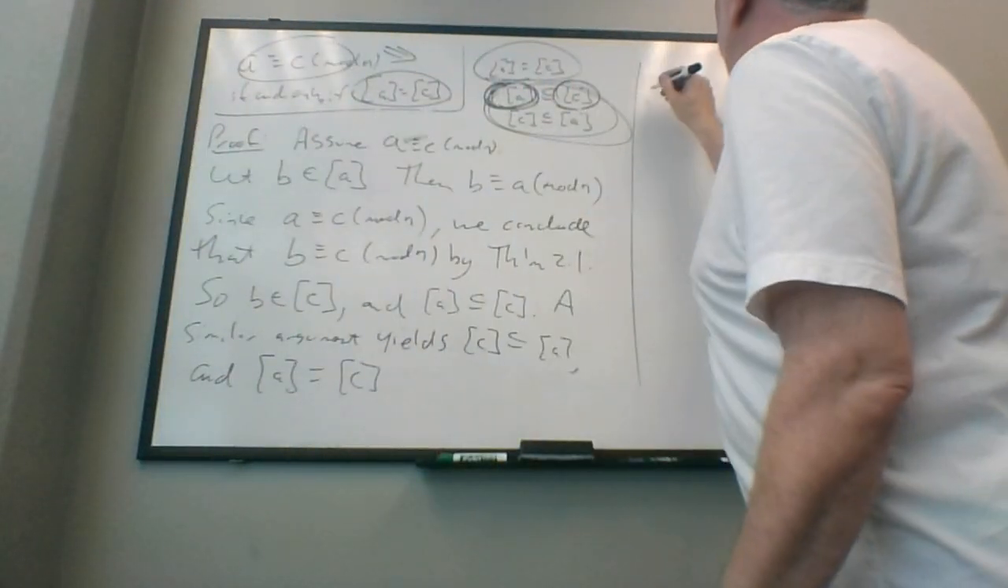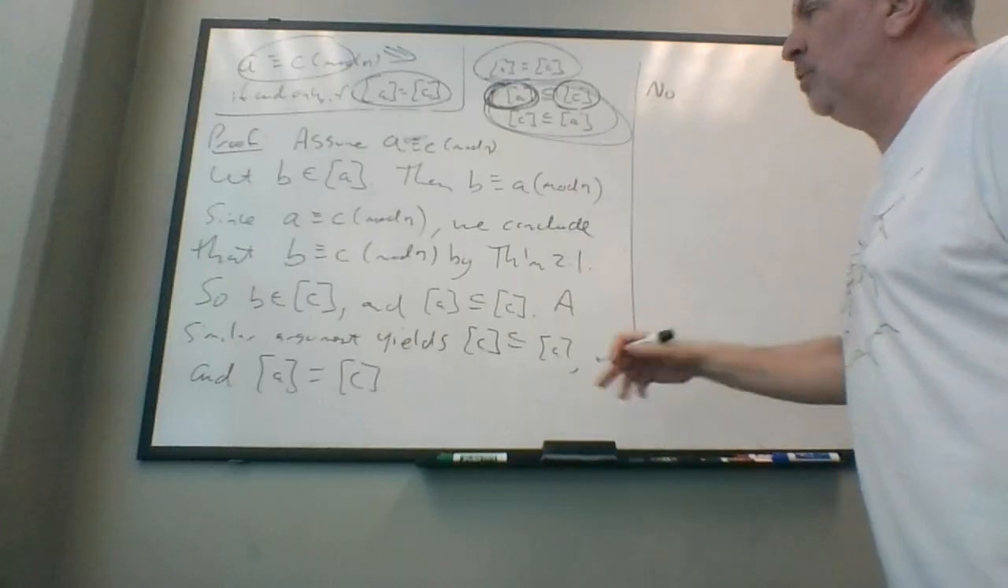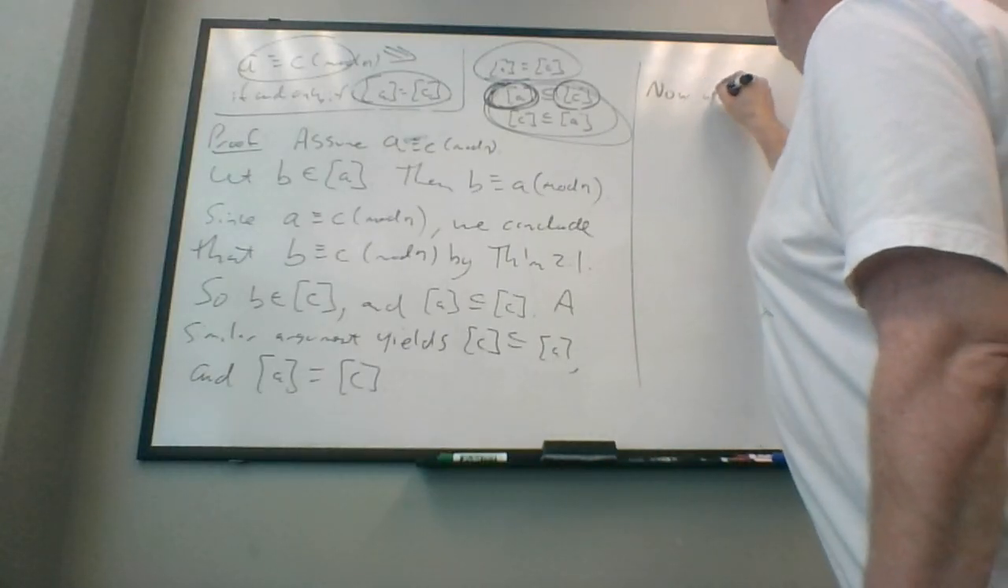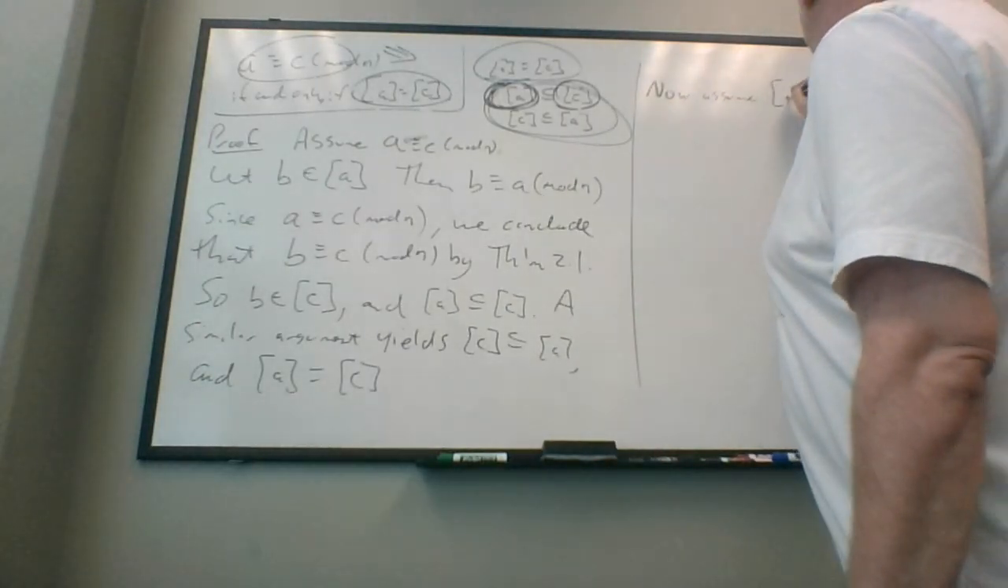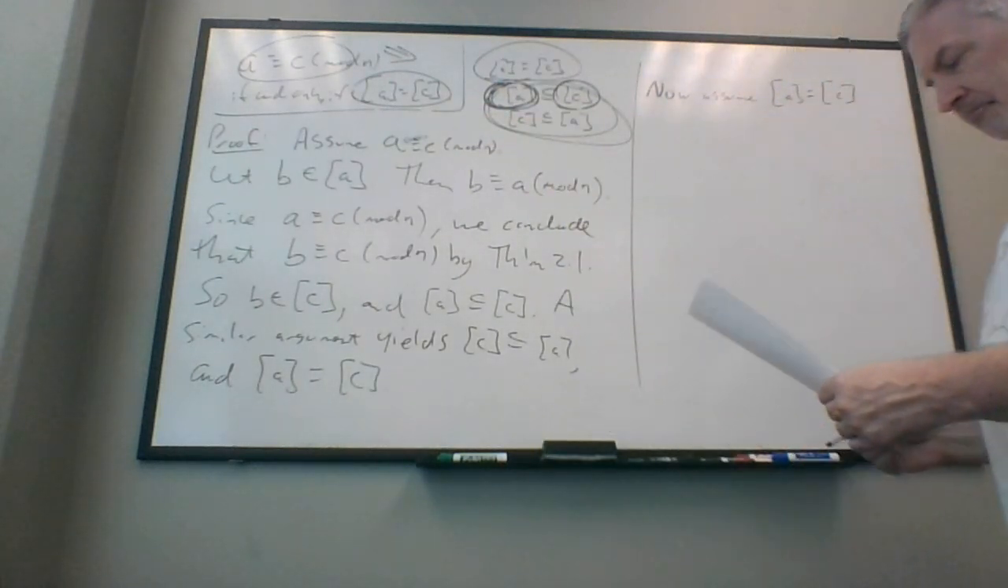Okay, so for the other direction, I'm going to say, oops, now assume, you could say for the converse, tell the reader going the other way. So I'm going to say now assume the class with A is the class with C. So the reader knows I'm going the other direction now.